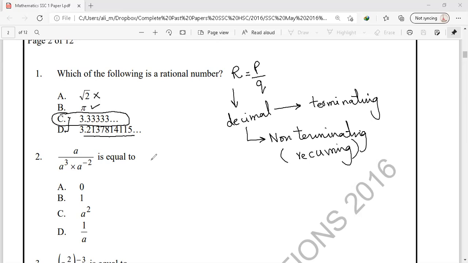Next, we have question number 2, and in this question, we have to simplify this expression: a over a cube times a raised to the power minus 2. So, in the denominator, we have the same bases, and among the same bases, we can add the powers, 3 minus 2. So, a over 3 minus 2 is 1. So, a raised to the power 1 over a raised to the power 1. These will be cancelled out, and the remainder would be 1. So the correct answer is option B.